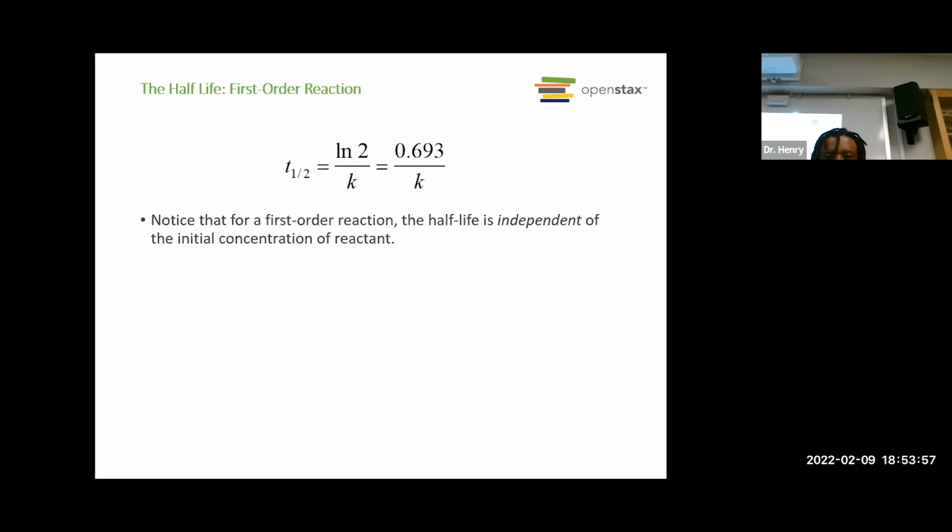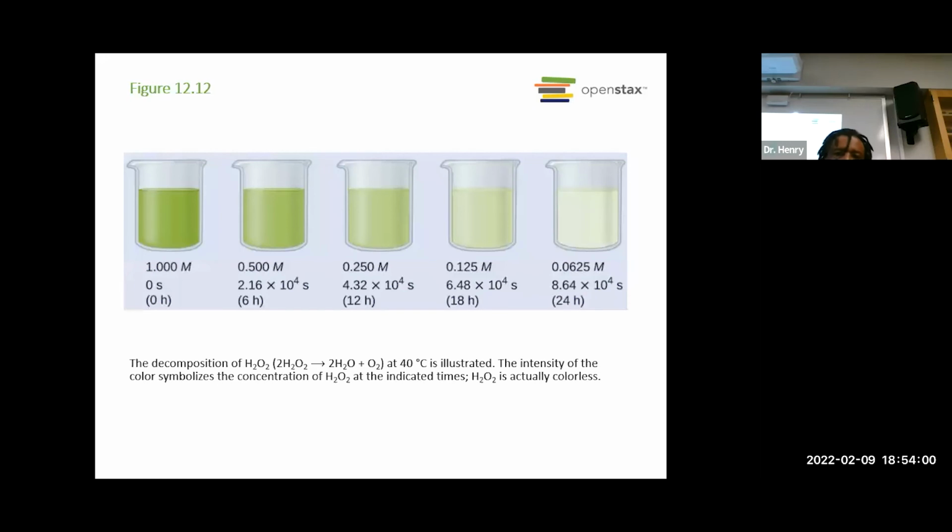Questions? Concerns? Okay. So this is just showing you the reaction of decay of hydrogen peroxide at 40 degrees. The brighter the color, the more concentrated the peroxide is; the less color, the lower the concentration. So this shows you the decay over time. This is an example where we could use the information to calculate our k value, and then use it to calculate the time of our half-life. Yes, sir.